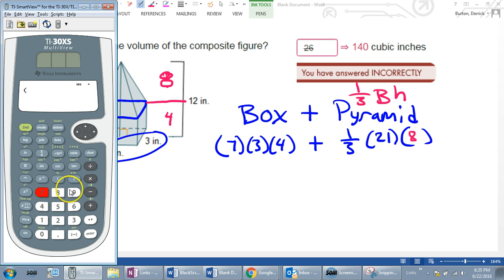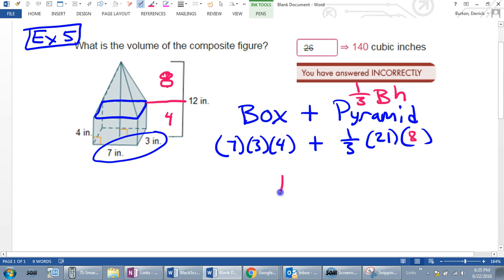Okay, so that's 7 times 3 times 4 plus 1/3 times 21 times 8. That's 140. Okay, that's why the answer is 140 cubic inches.